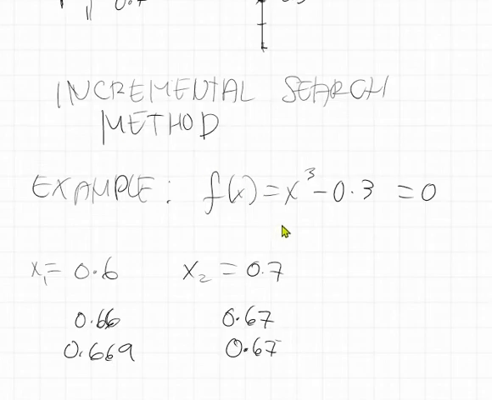So this is the first part, the graphical method and incremental search. The next video will be about bisection, and I will try to also incorporate the last type of bracketing method, the false position. So next video we will be discussing the bisection method and false position.